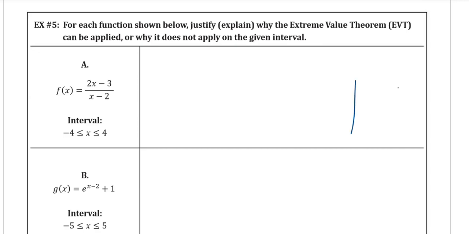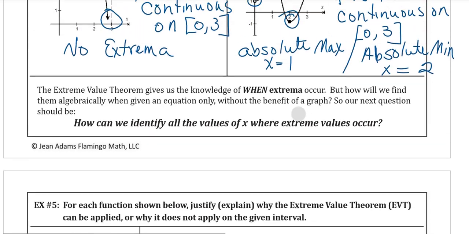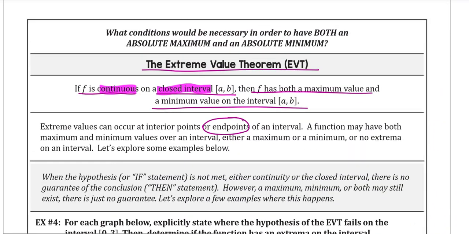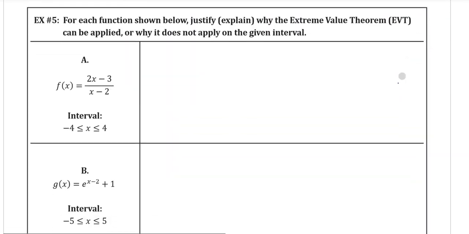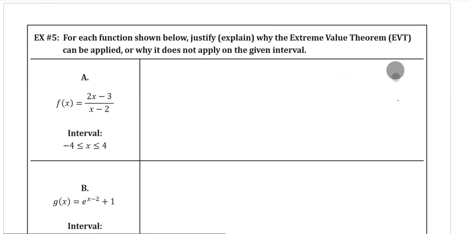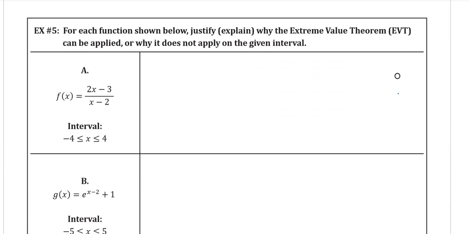So just to review real quick, let's see what the conditions are for the EVT. The function has to be continuous on a closed interval, and it has both a max and min on the interval. Okay, that's all we're looking for with the EVT. The conditions are a little less stringent than they are for the MVT or the IVT. We have all these VT theorems.